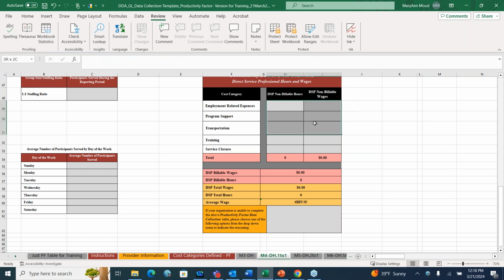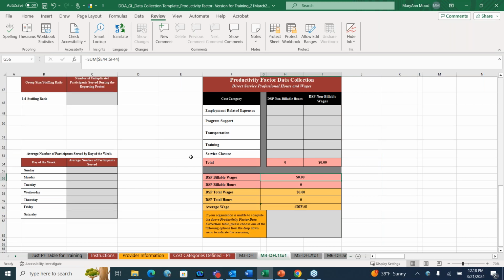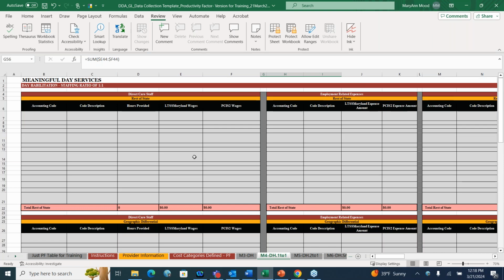The gray is where you should be inputting information. Then the pink is going to automatically total. The gold also automatically totals, but this is also going to pull in information populated up at the top from the billable wages and hours that you would have entered information in for.